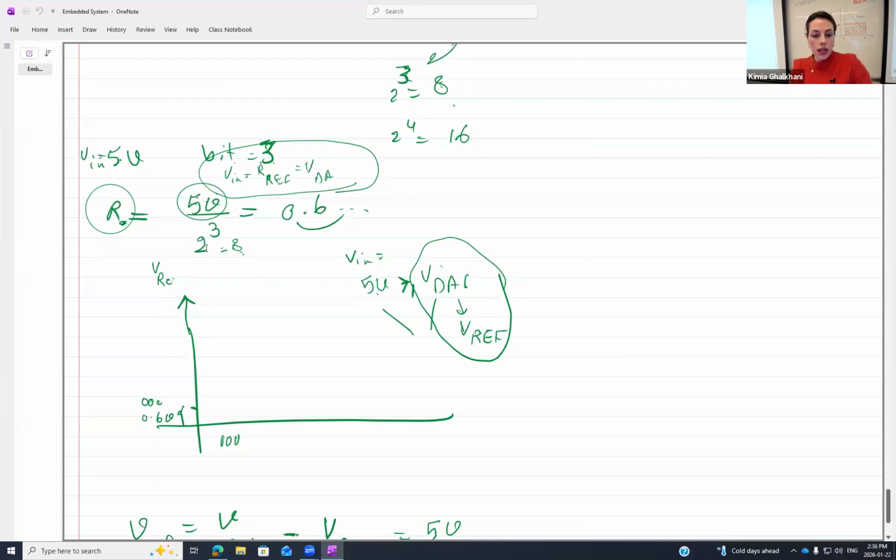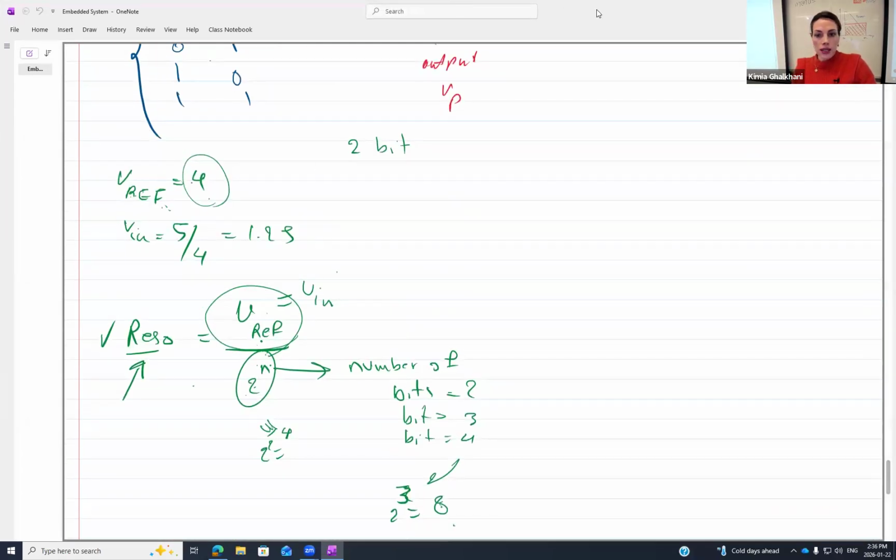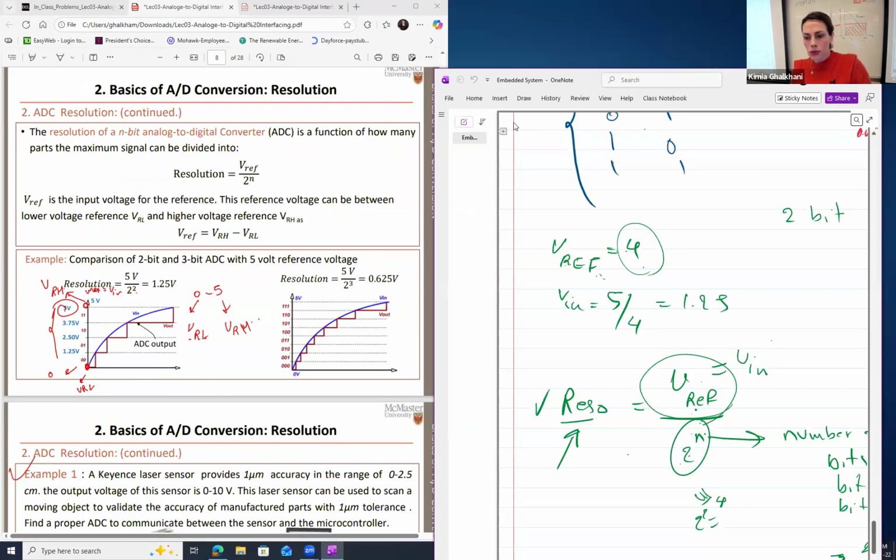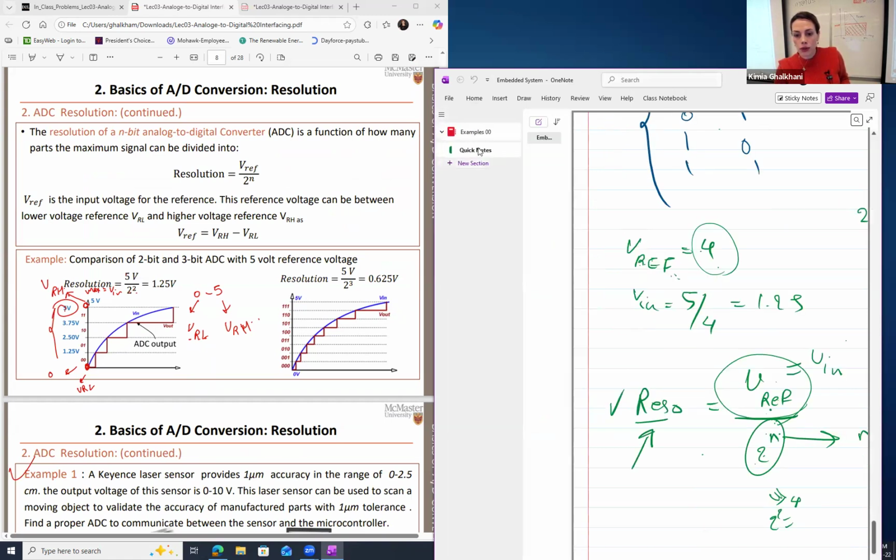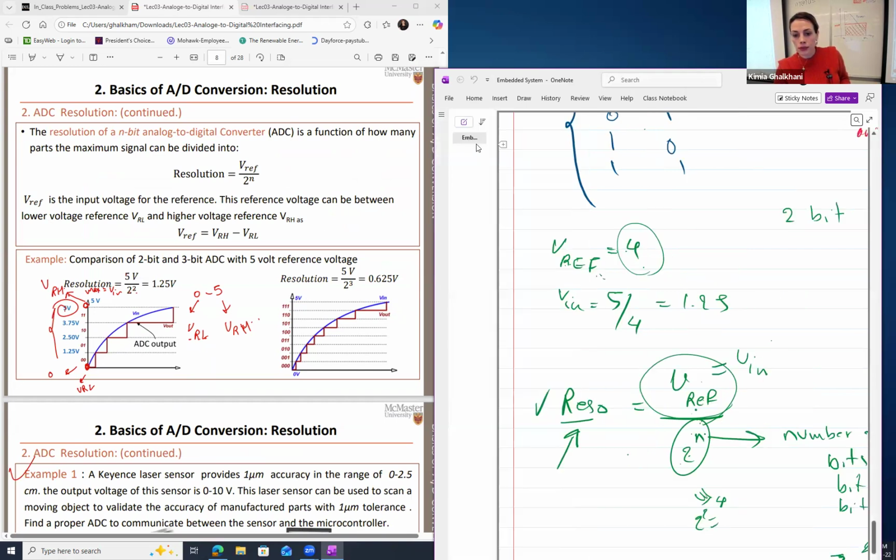While I'm creating another one, I already did one, but for some reason OneNote is not always updated. It takes some time. I already created another one here, so I'm going to do it again.